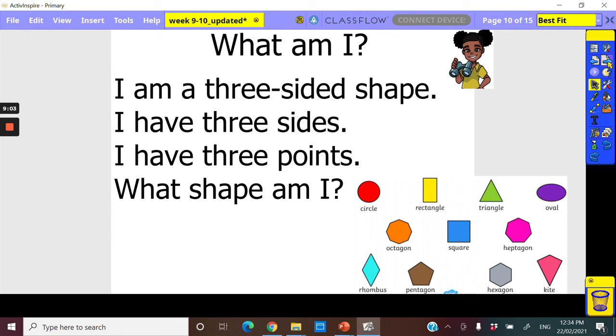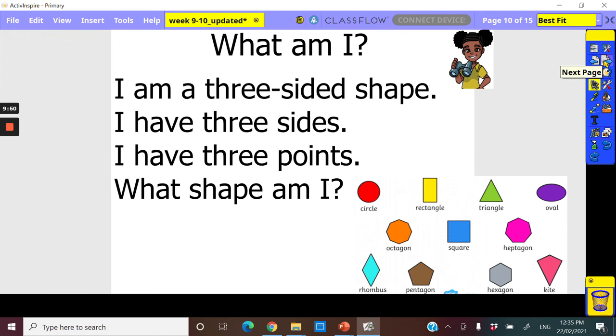What am I? I am a 3-sided shape. I have 3 sides. I have 3 points. What shape am I? Write it down on the piece of paper in front of you. Are you ready for the answer? I am a triangle. These long lines are called sides. Triangles have 1, 2, 3 sides, and the points are the sharp things on the end. 3 sides and 3 points. I'm a triangle.